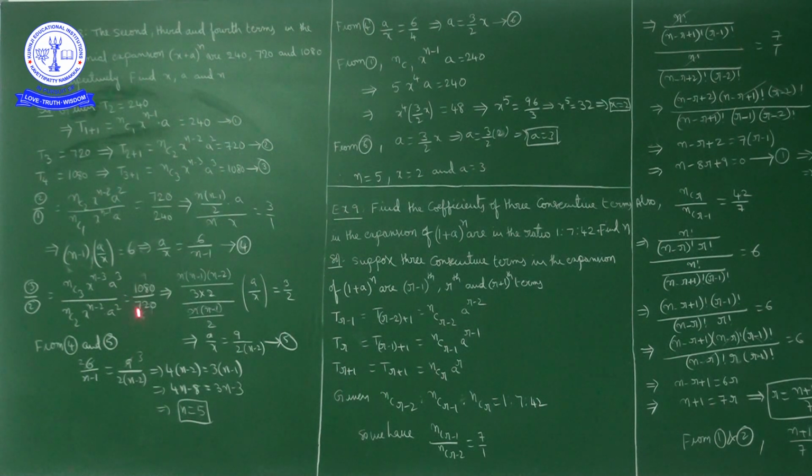Okay, right hand side: 720 by 1080 by 720. So 10 cancel first of all, 108 by 72. Okay, 12 table we can cancel: 12 6s in denominator, 12 9s in numerator. Again 3 cancel. Okay, so the right hand side is 3 by 2.